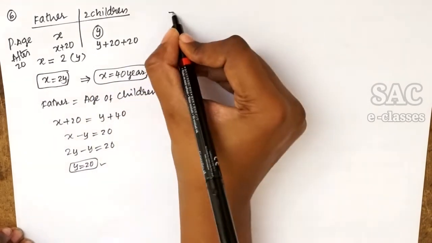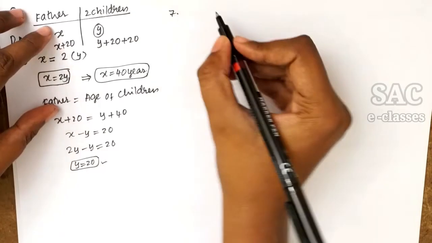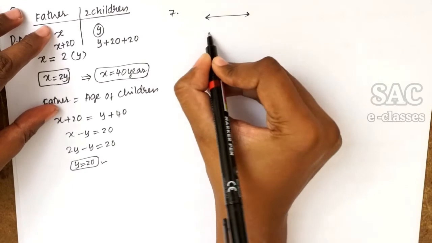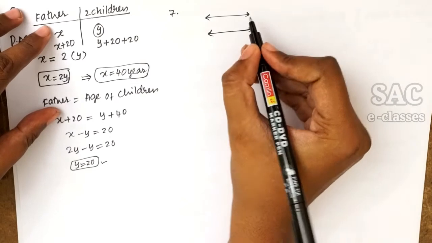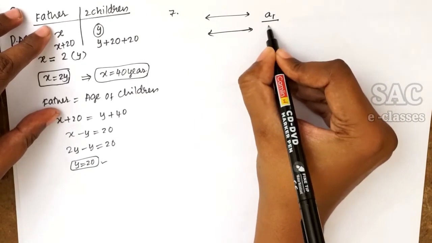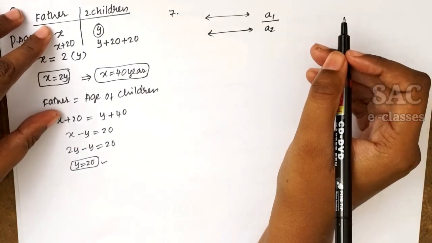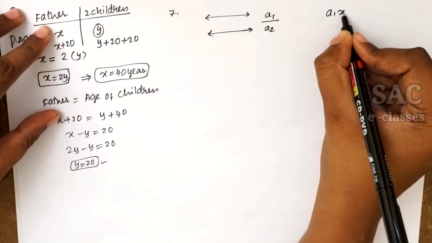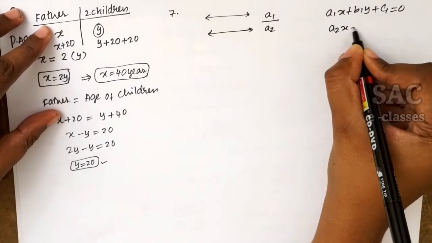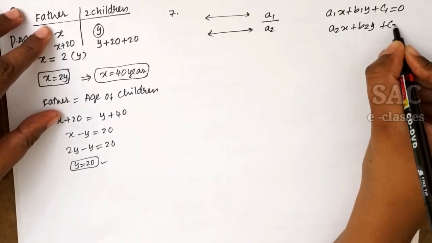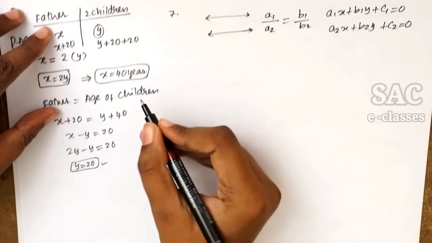Let's move to problem number 7. Find the k value. The pair of linear equations have no solution. We know that whenever two linear equations have no solution, they are parallel to each other. The condition for the parallelity of any two linear equations whose general form is a1x plus b1y plus c1 equal to 0, a2x plus b2y plus c2 equal to 0 is a1 by a2 equal to b1 by b2.